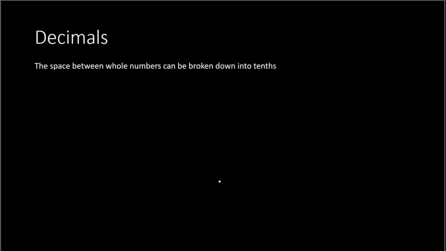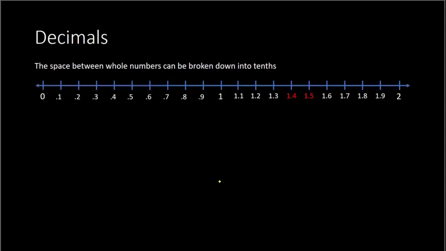that the space between numbers can be broken down further. So when you deal with whole numbers, you can break them down into tenths. For example, here we see 0 to 2, and then here in the middle we have 1. Now notice we broke this apart into tenths. So we have 0.1, which is 1 tenth, 0.2 is 2 tenths, 0.3 is 3 tenths, and etc.